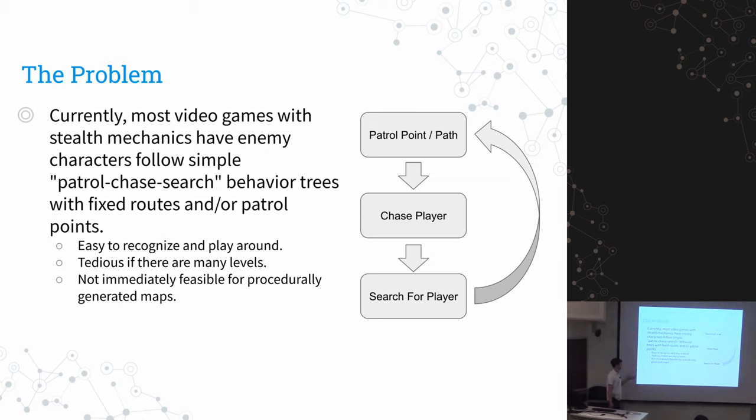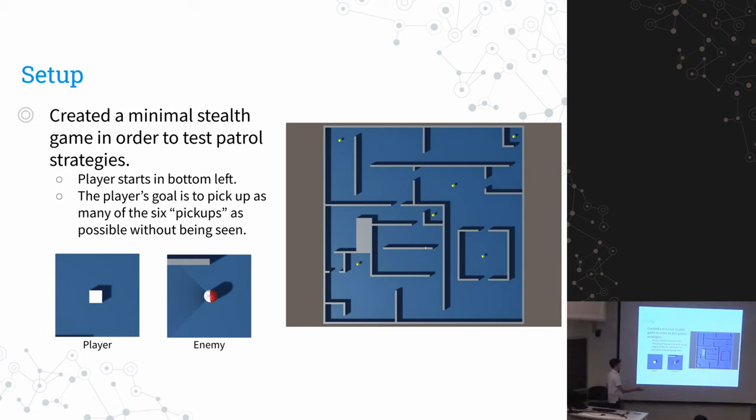On the player's end, it's really easy to recognize, really easy to play around. On the developer's end, it's tedious to place all these points and all these paths, and it's not even feasible in some domains, notably randomly generated and procedurally generated areas. So what we want to do is propose better techniques, but we need to test them in some manner. So what we've done is we've created a minimal stealth game.